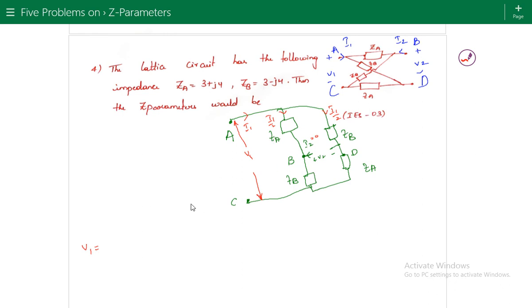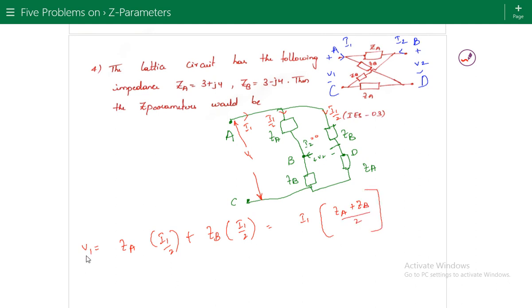So what is the drop across this ZA? ZA into the current flowing through this ZA, I1 by 2, plus ZB into the current flowing through ZB, also I1 by 2. So what can I write? I can write it as I1 into (ZA plus ZB) by 2.